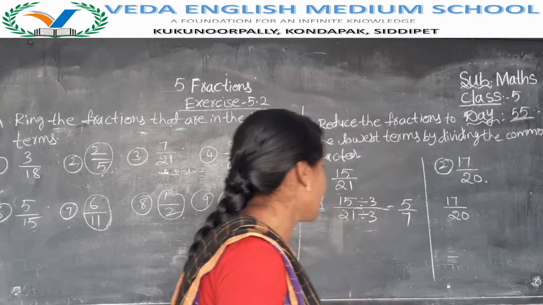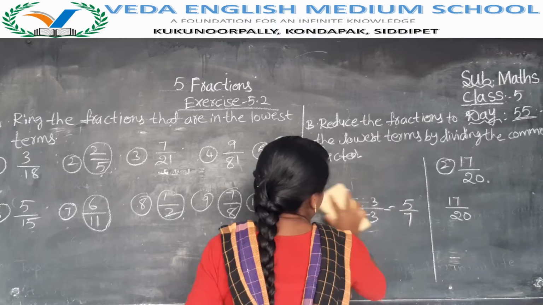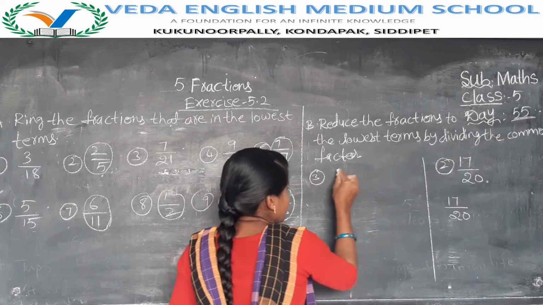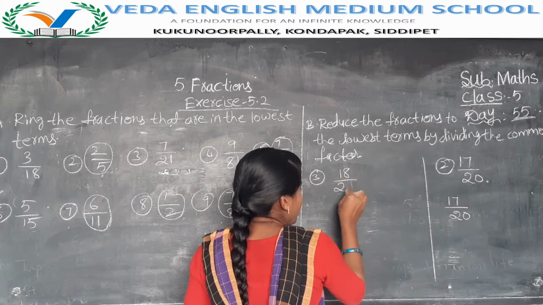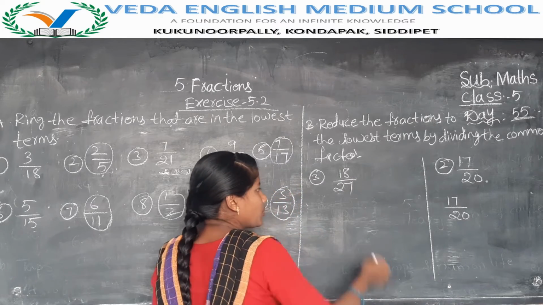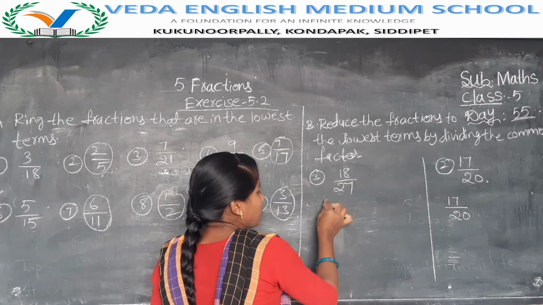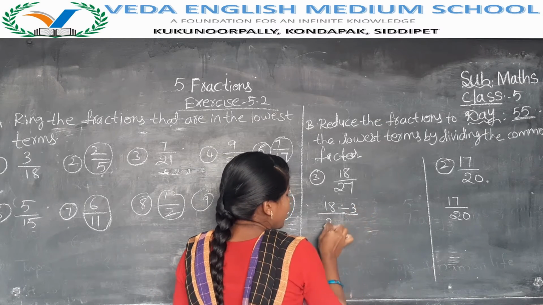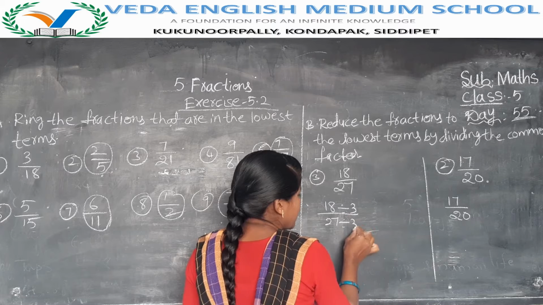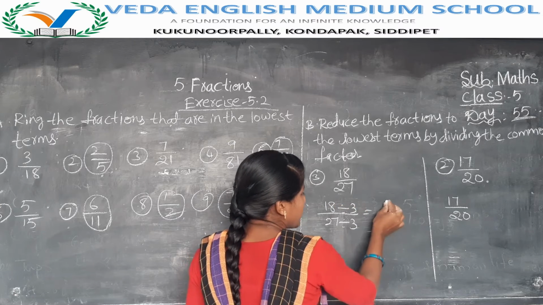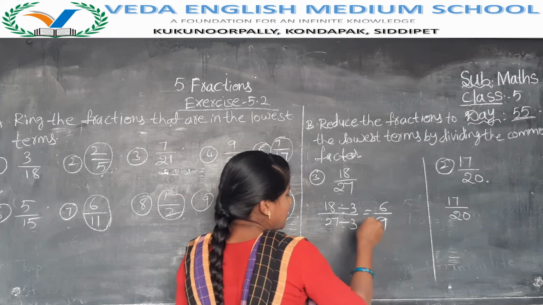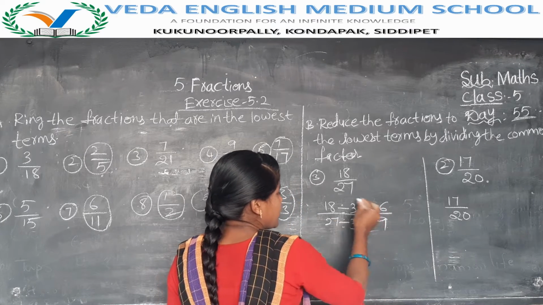18 by 27, the third one. Now both are divisible by which table? Both are divisible by the 3 table. So 18 divided by 3, 27 divided by 3. In the 3 table 18 is divisible, that is 6 times. In the 3 table 27 is divisible, that is 9 times. 3 9s are 27, 3 6s are 18.